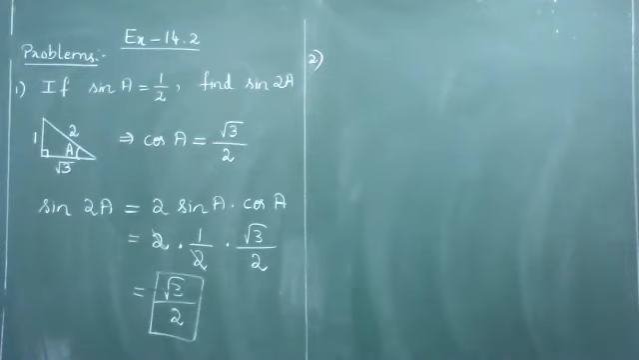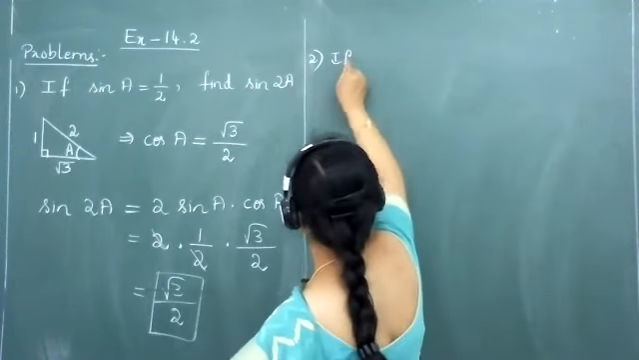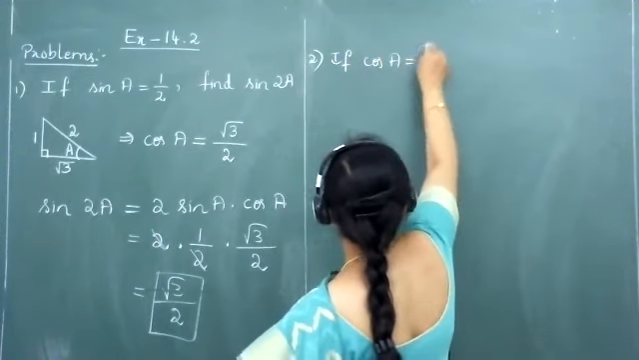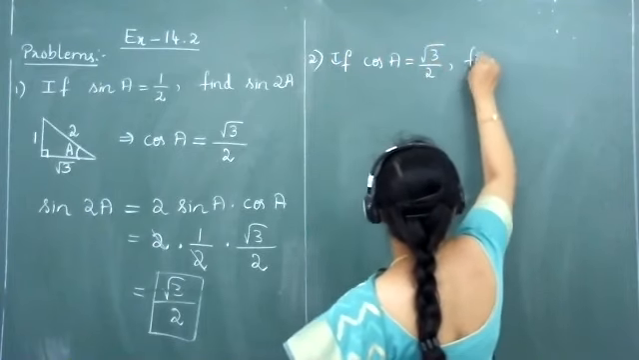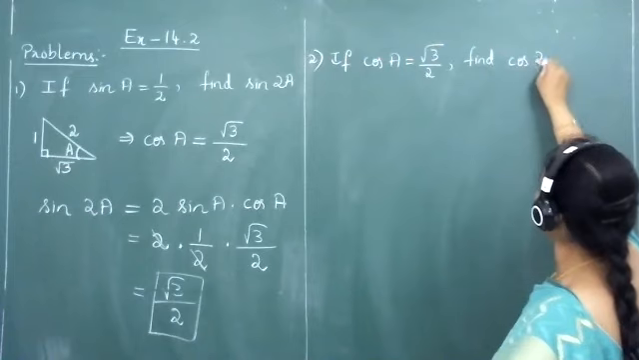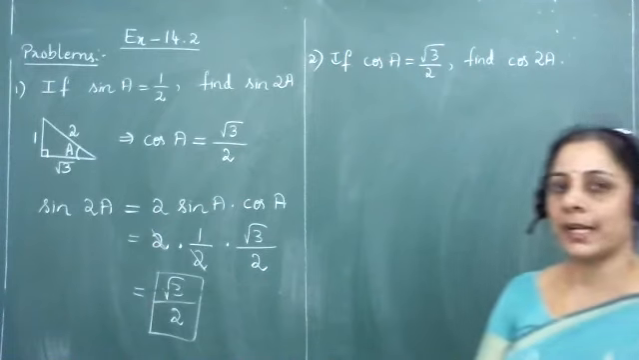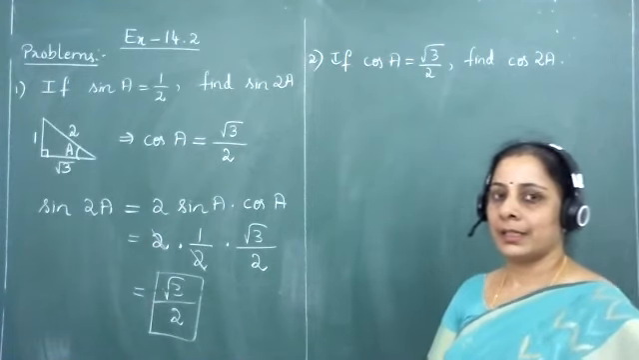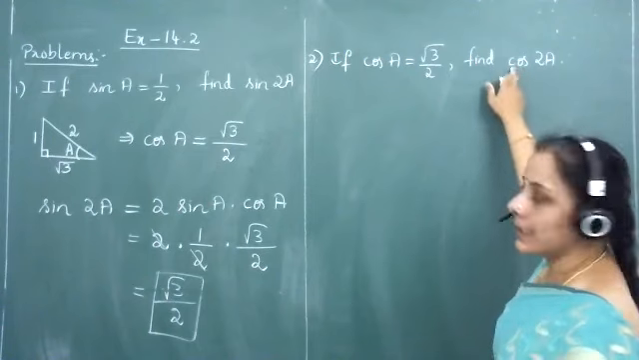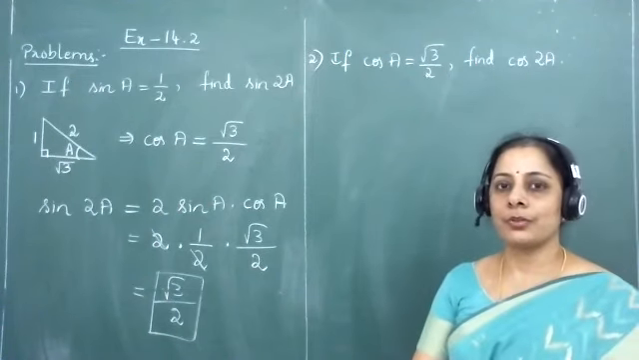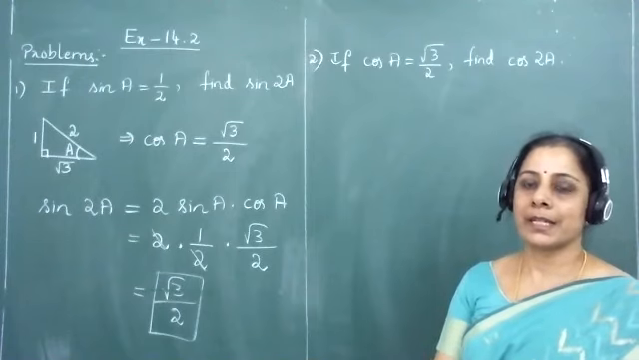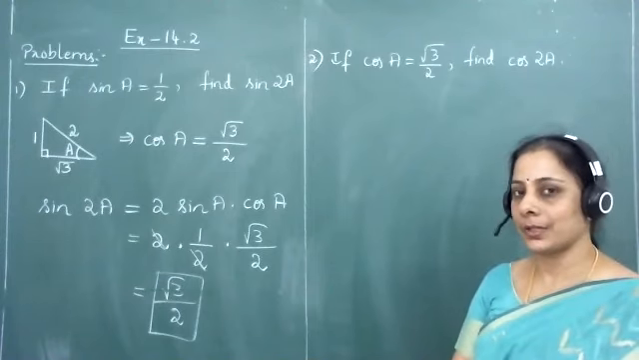Similarly, we have the next question. If cos A equals square root of 3 divided by 2, then find the value of cos 2A. To find the value of cos 2A, when you know either sin A or cos A, you don't actually need to find the remaining ratio. The reason is, for cos 2A, we have two different formulae mentioned explicitly in terms of sine and cosine ratio.